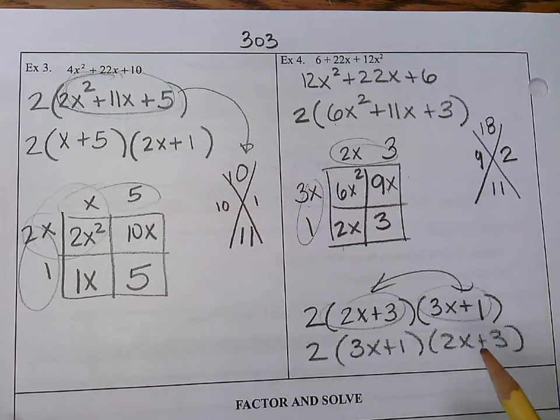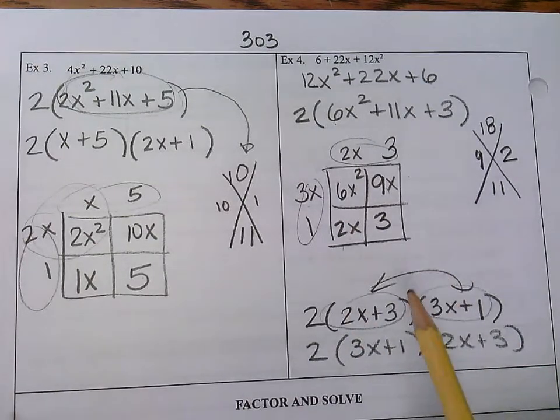Okay. So someone else might have gotten 4x plus 6 times 3x plus 1, and that still would have been correct. It's going to give you the correct x-intercepts. It's just not considered factored completely if there's still a greatest common factor. That's all. Okay.